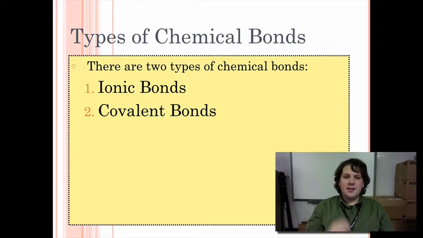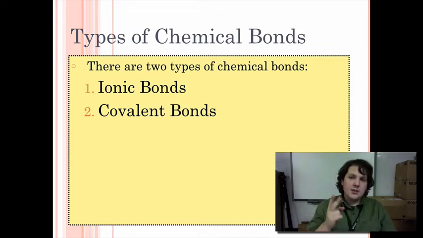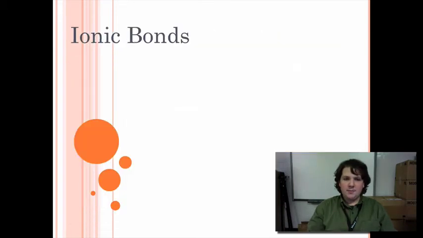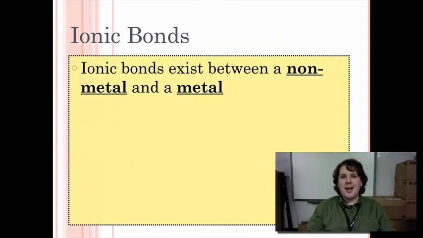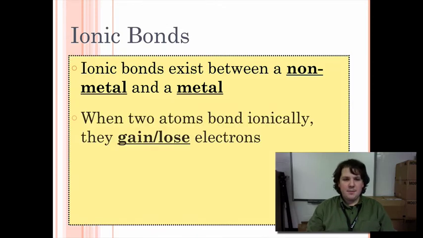So once again, ionic bonds are bonds formed between metals and nonmetals. And then covalent bonds are bonds formed between two nonmetals. So we need two nonmetals, two atoms of elements from the right-hand side of the periodic table. We're going to talk about ionic bonds first. As I said, they exist between a nonmetal and a metal atom.